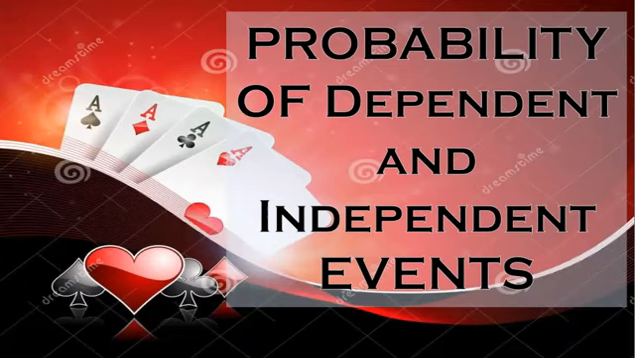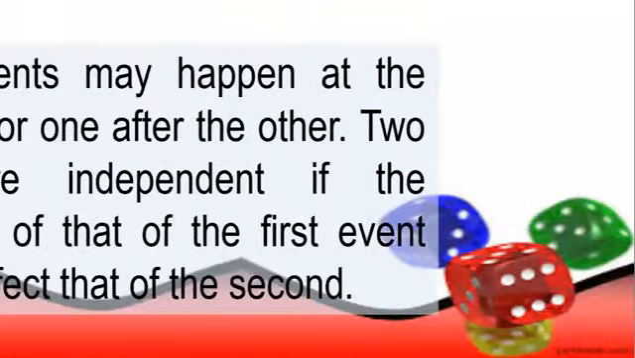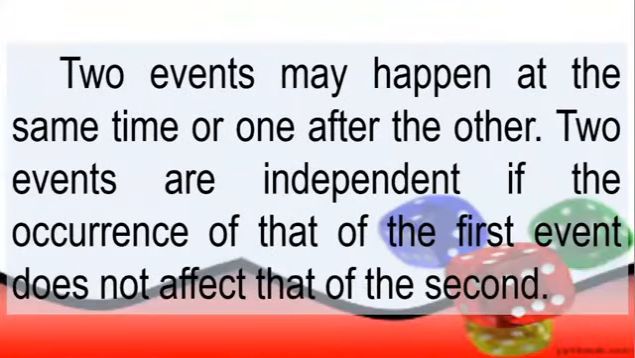So now we are down with our last lesson in probability, and it will be all about the dependent and independent events. So we are going to still deal with more than one event. So first, let's have this. Two events may happen at the same time or one after. Two events are independent if the occurrence of the first event does not affect that of the second.